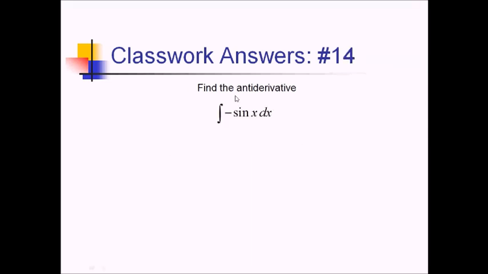On this problem, we want the antiderivative of negative sine of x. What do I have to differentiate to get this? Oh, that would just be positive cosine. The derivative of cosine is negative sine. So we then end up with cosine of x plus c.